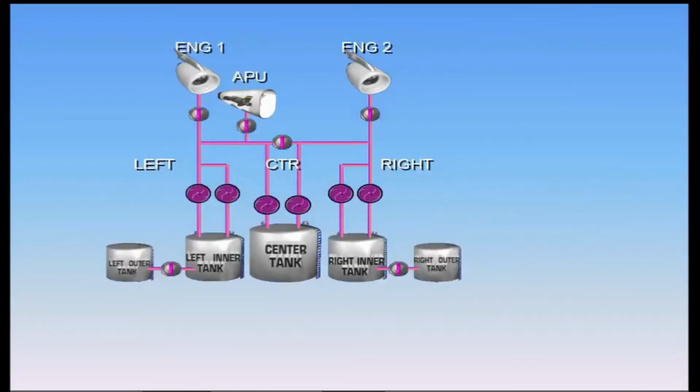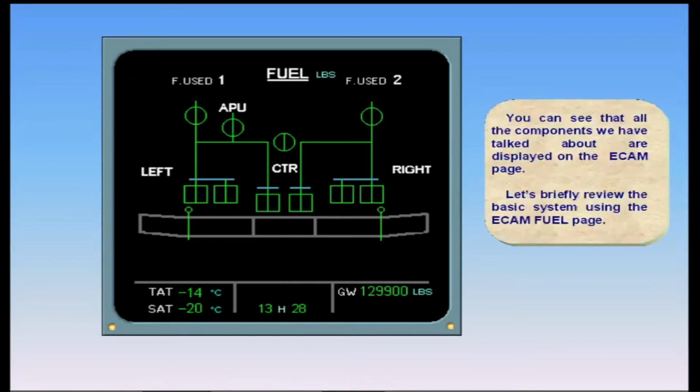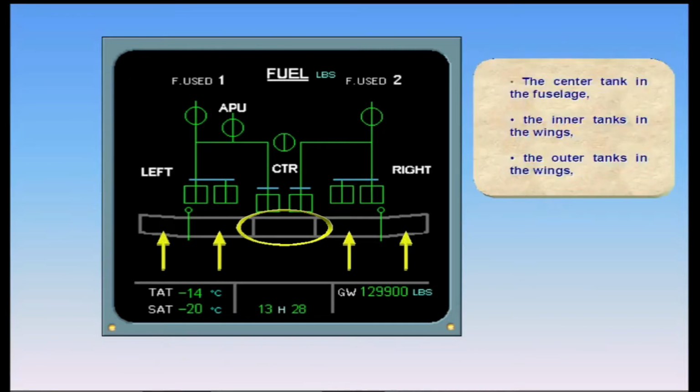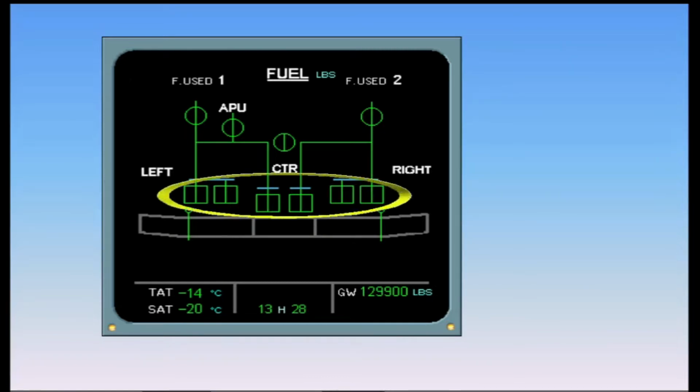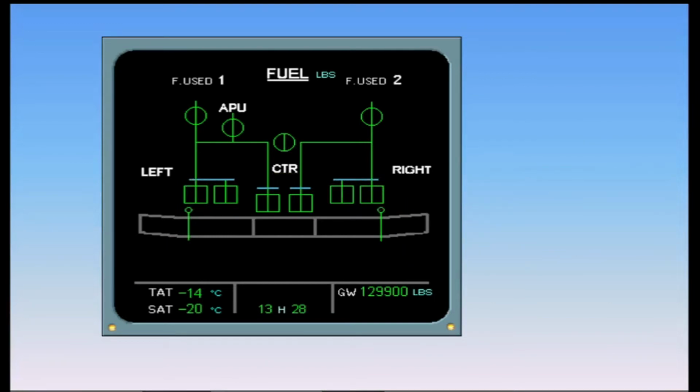You can see that all the components we have talked about are displayed on the ECAM page. Let's briefly review the basic system using the ECAM fuel page. The center tank in the fuselage, the inner tanks in the wings, the outer tanks in the wings, the fuel pumps, the transfer valves, the engine LP valves, the crossfeed valve, the APU LP valve.